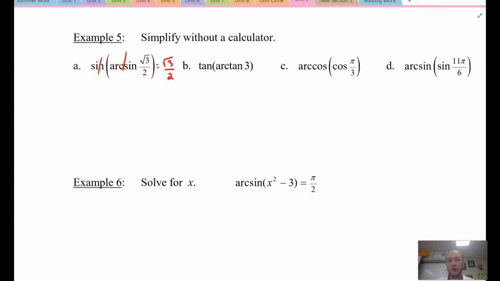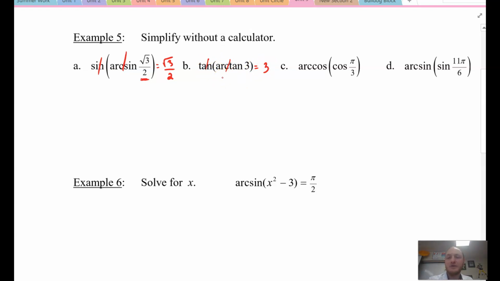How do I know if it works? Well, you have to ask yourself, is this domain value here, root 3 over 2, in the range of sine? And the answer is yes. Okay, so that's the answer, right? Arctan of 3 is 3, is 3 in the range of tangent? And the answer is yes. So these do cancel.